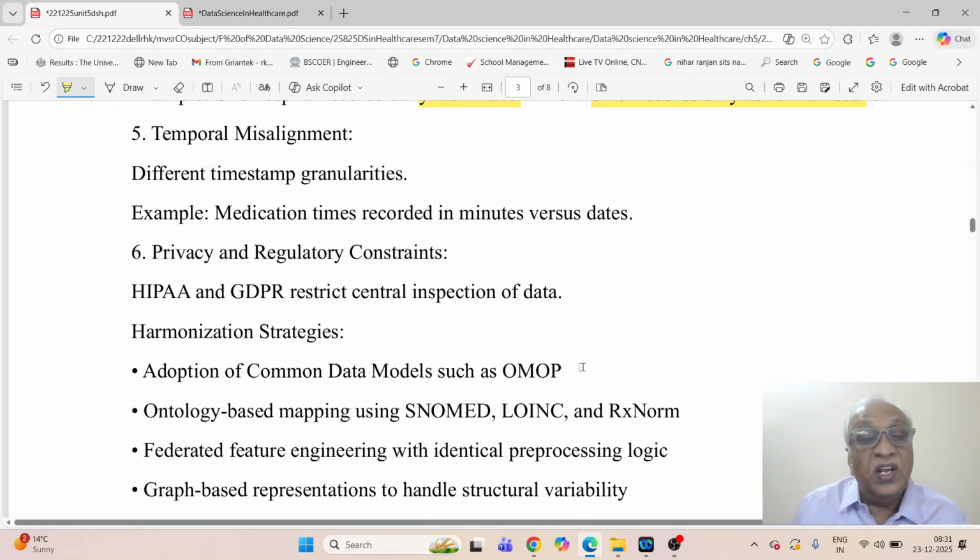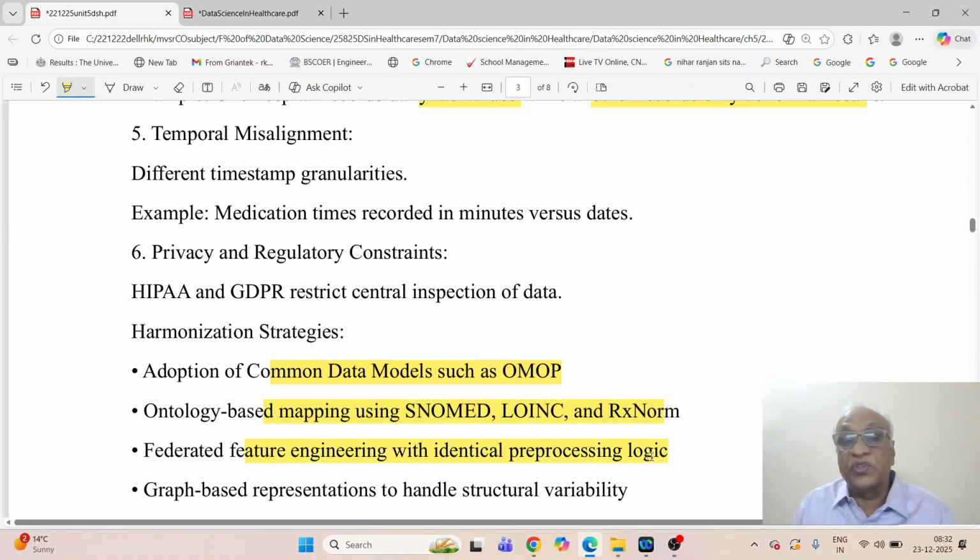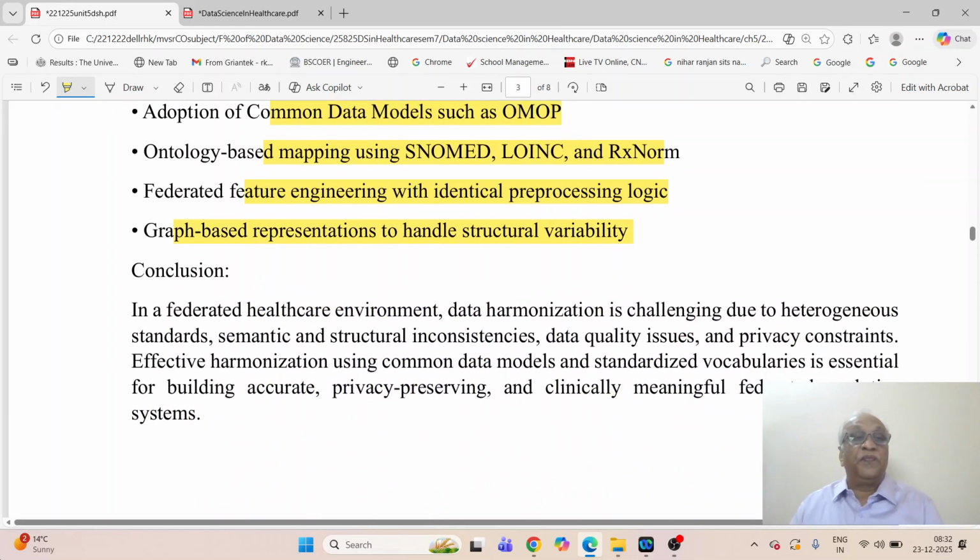So, in this challenging environment, how should a harmonization strategy be adopted? They should have a common data model such as OMOP, ontology-based mapping using SNOMED, LOINC or RxNorm, federated feature engineering with identical pre-processing logic, and graph-based representation to handle structural variability.